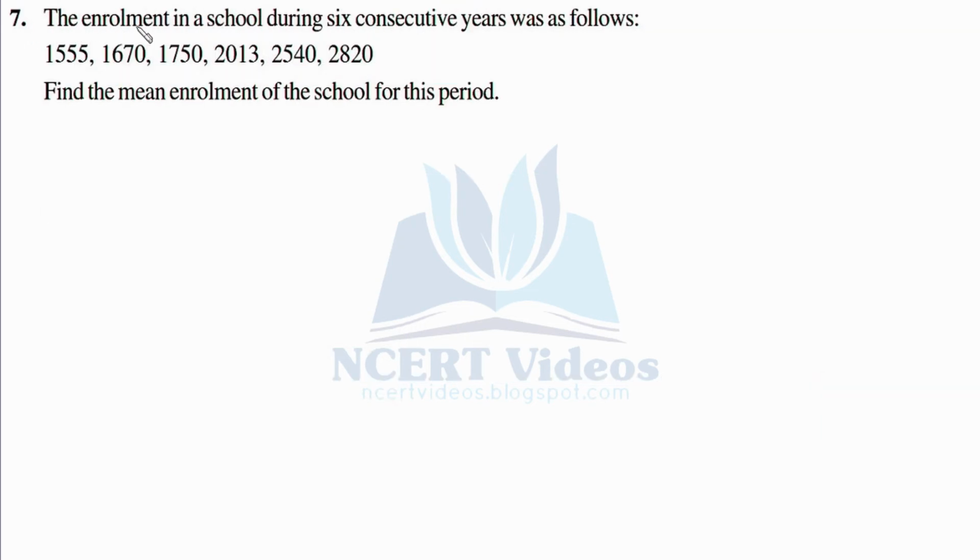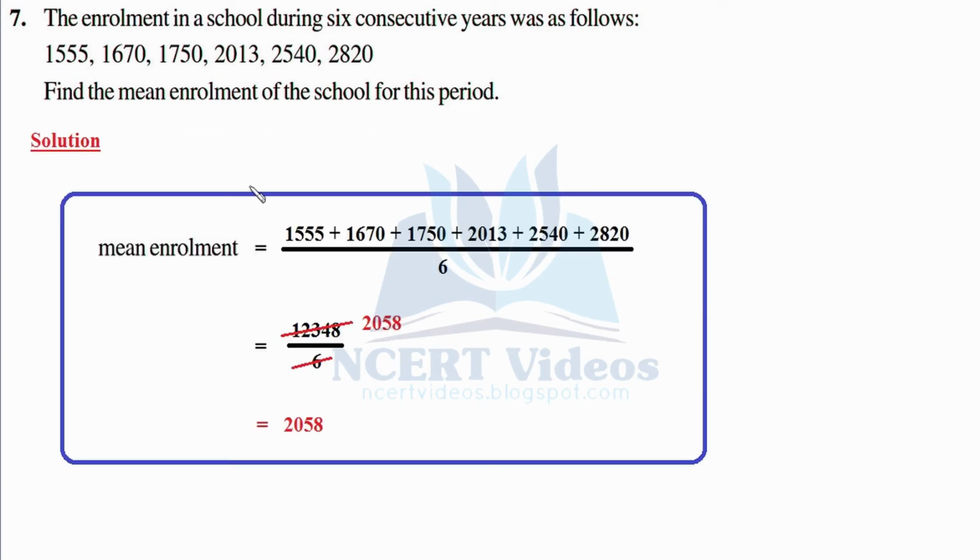Seventh, the enrollment in a school during 6 consecutive years was as follows: 1555, 1670, 1750, 2013, 2540, 2820, and find the mean enrollment of the school for this period. Mean is again average. You have to add them all. And how many are these? 6 consecutive years. So divided by 6.